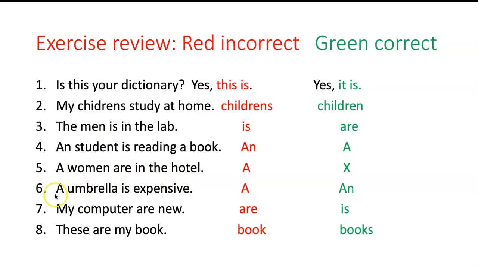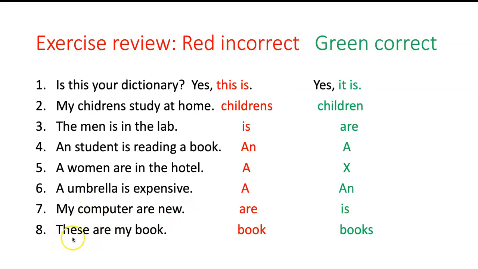Number 6. A umbrella is expensive. Because this is the vowel U, you need to use an here, not a. So the correct is an umbrella is expensive. Number 7. My computer are new. What is wrong here is the to be verb, because are is for plural and my computer is singular, only one. So the correct is my computer is new.